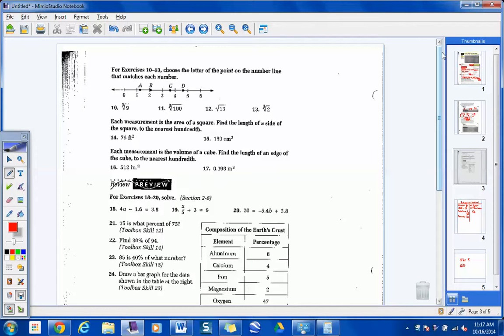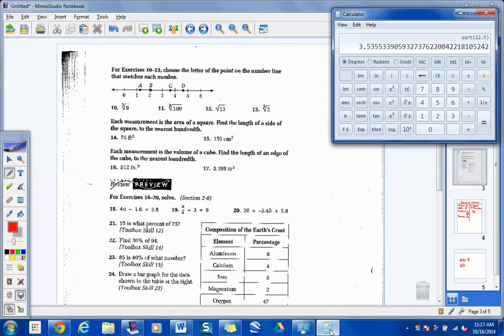Guys, it says exercises 10 through 13. Choose the letter of the point on the number line that it matches. Let's just punch these in here, see what the values are, and then we'll match them up. What's the first root I have to find, guys? Is that a cube root or is that a square root?